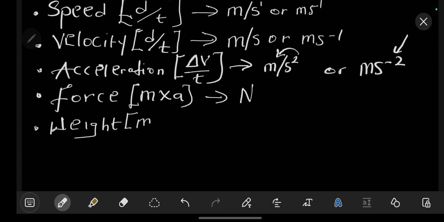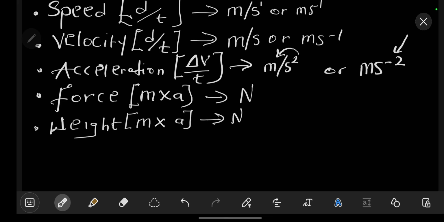Weight is also mass times acceleration. Yes, they are the same in terms of representation, but force is just mass times acceleration. As for weight, it is mass times acceleration due to gravity. So they're very, very similar. And as for the unit, it's the same thing, no difference: Newton.